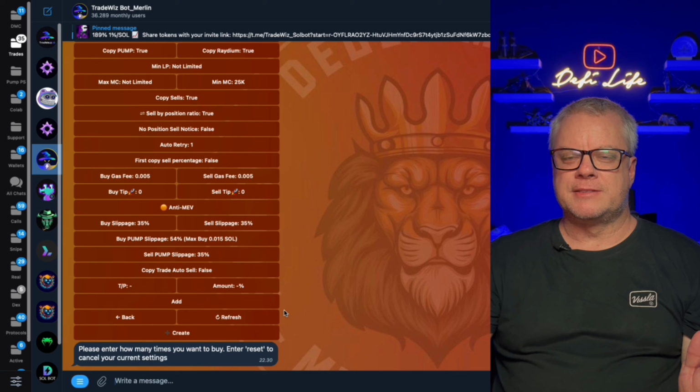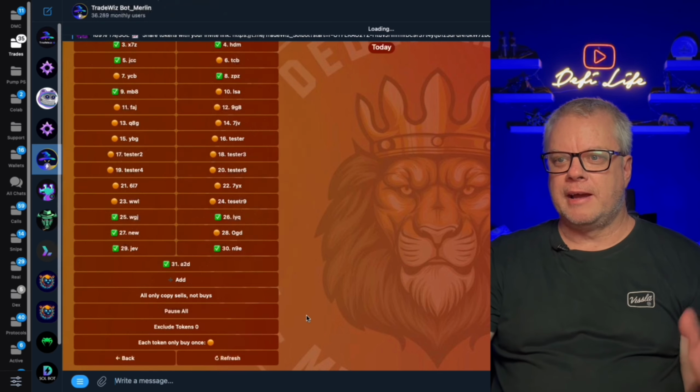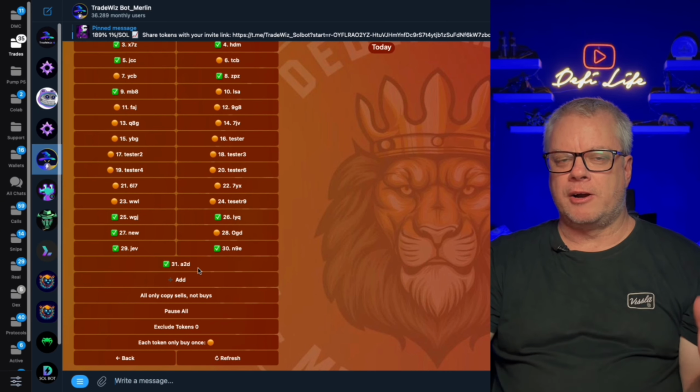Basically, we're done adding this wallet in terms of testing. So now we're going to run some tests on this wallet and see how those run for a few trades. And we'll come back and have a look at how those go. Just hit create and that is done. Bob's your uncle. And that is their wallet right there, and it is now running.